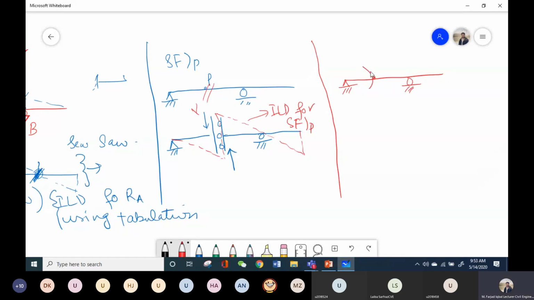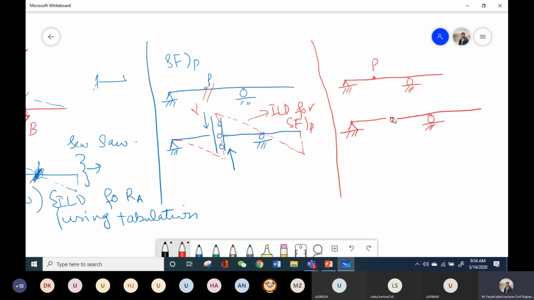Let's say I have to plot the ILD for bending moment at point P. So what are the steps? The first step is I have to cut this beam into two sections, right?